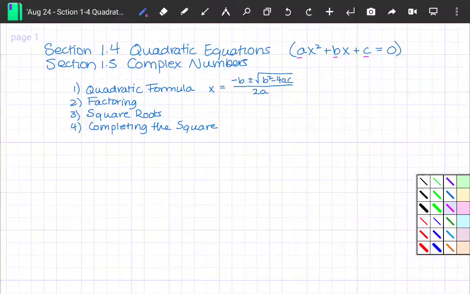Actually, I'm not really going to look at that very much, but there's a formula, and remember you just plug in the numbers. But then we also have factoring, square roots, and completing the square. And I'm going to remind you what all of those mean.